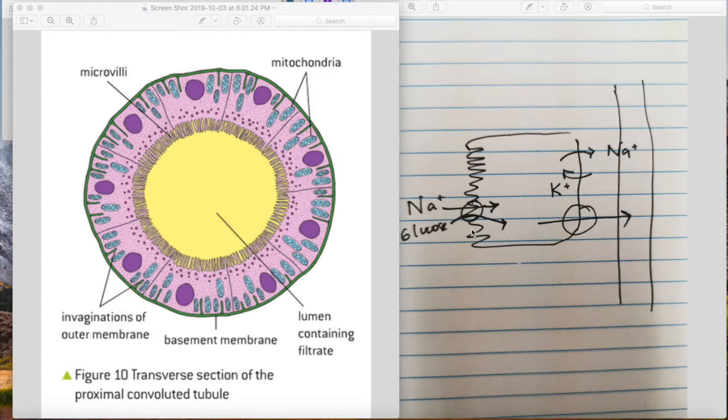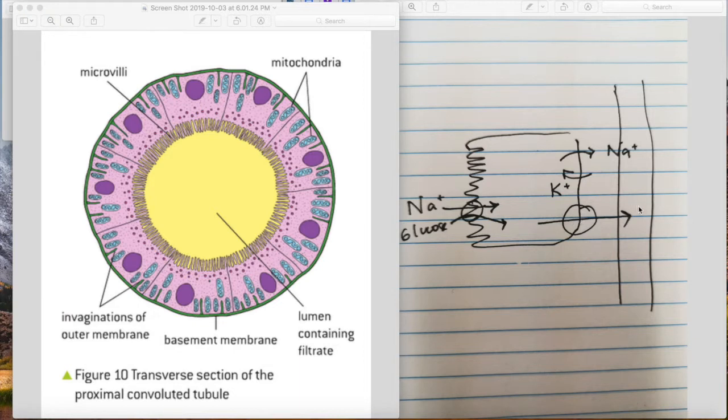So how is sodium moved or reabsorbed from the inside to the outside here? First, you have sodium-potassium pumps here. So sodium is pumped into the blood, and this creates a concentration gradient that allows movement of sodium from the inside into the cell. At the same time, glucose is co-transported together with sodium. Then once inside your cell, the glucose will pass through a protein channel, a glucose channel, into your blood.